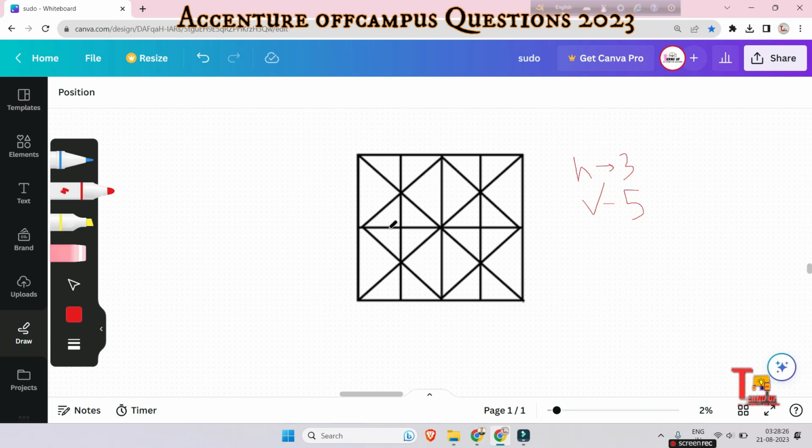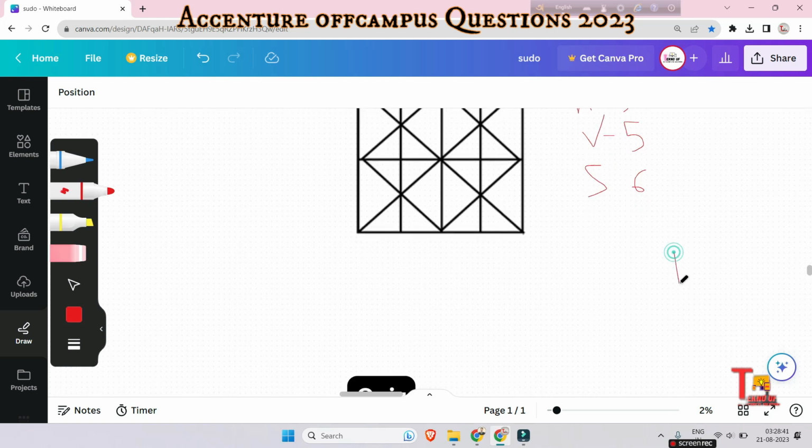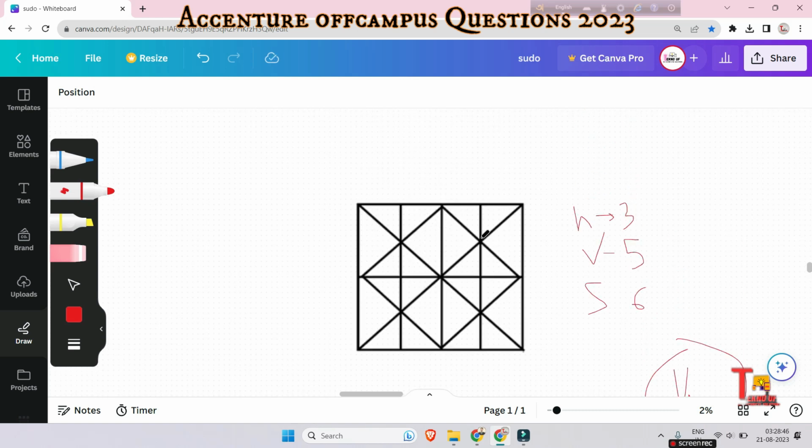In this way, and in this way 1, 2 and 3. So 3 plus 3 is 6, right? So slanting lines altogether 6, right? So total 6 plus 5 is 11 and plus 3 is 14. So 14 straight lines are present in the figure, right?